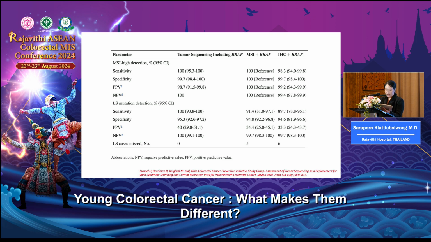And beyond the gene testing, the tumor profile is also important. In this study, they suggested that tumor sequencing, which tests the tumor DNA, may have more specificity and sensitivity than MSI or IHC alone.